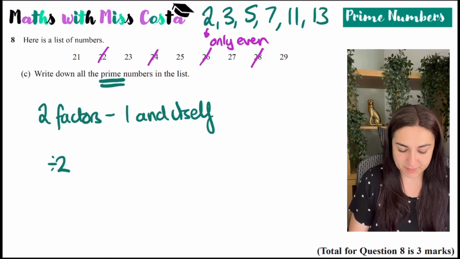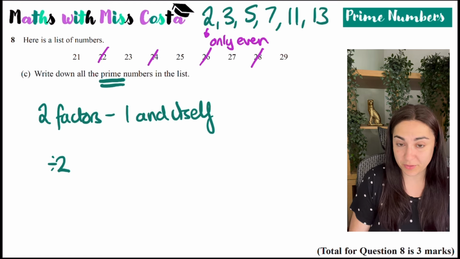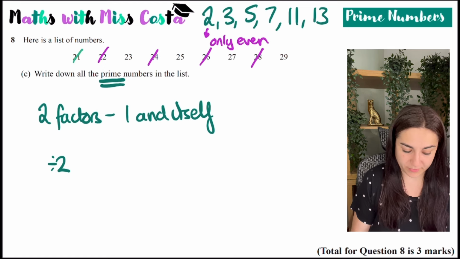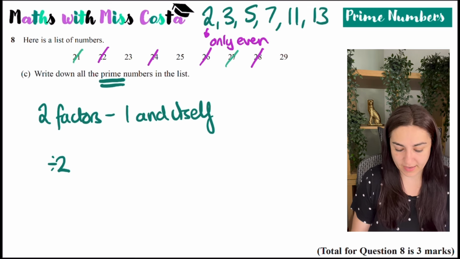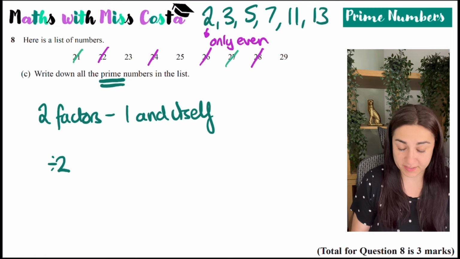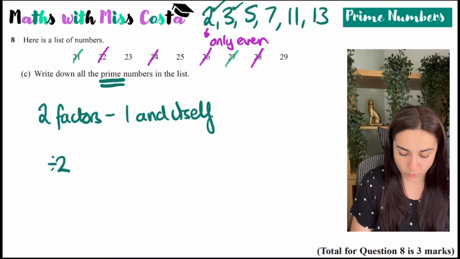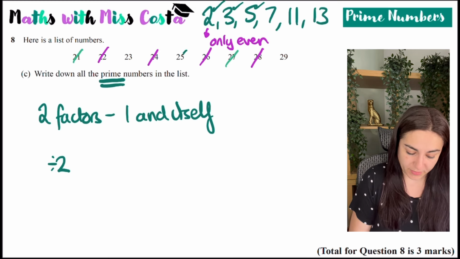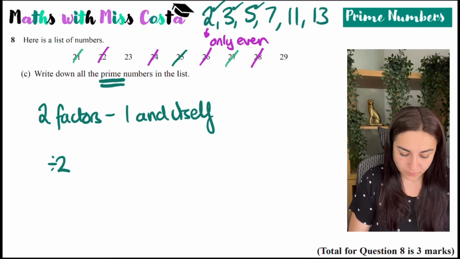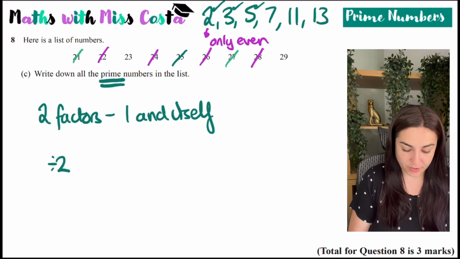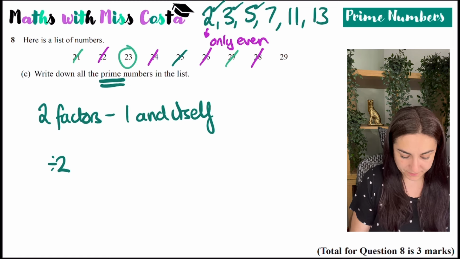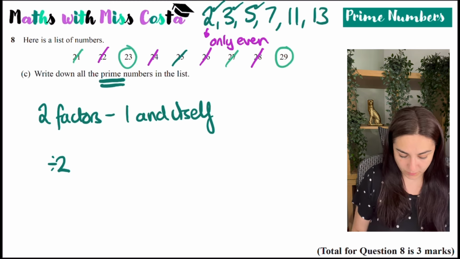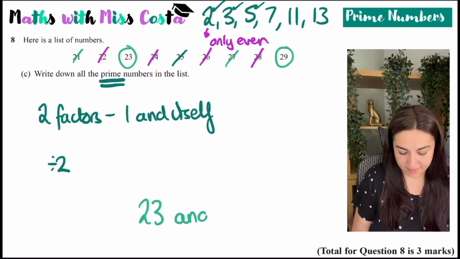Then I could try and think to myself, okay, are any of these divisible by 3? Well, 21 divided by 3 is 7. 27 is divisible by 3. Then I can try and think which of them are divisible by 5. So I'm literally crossing out all of the non-prime numbers. So 25 is divisible by 5. Any of these divisible by 7? Nope. 11? Nope. 13? Nope. So therefore, 23 and 29 would be the prime numbers that are in that list.